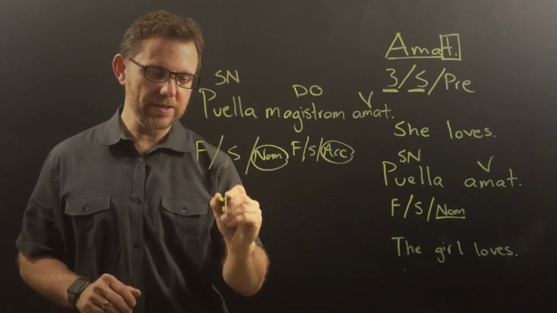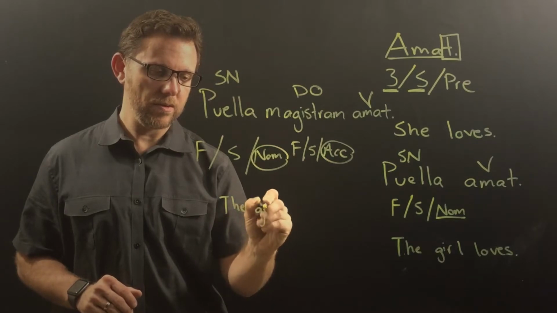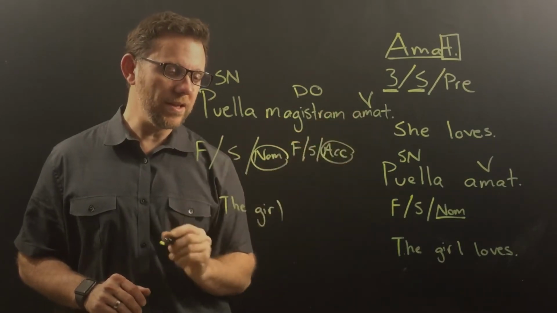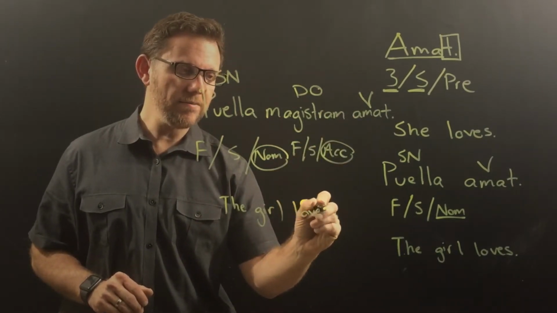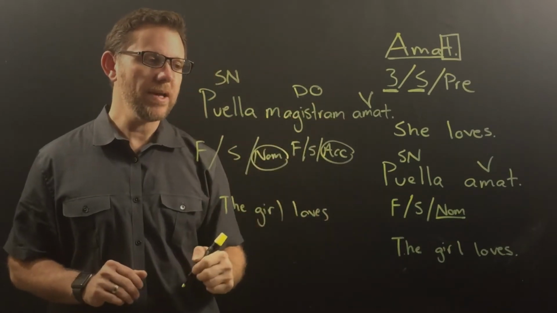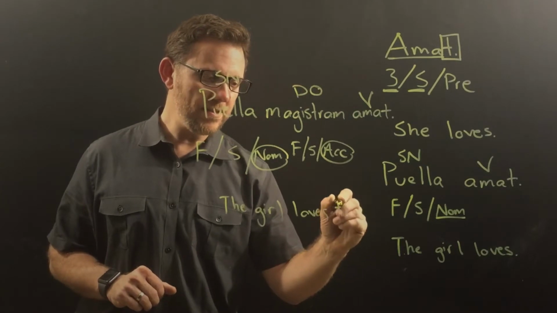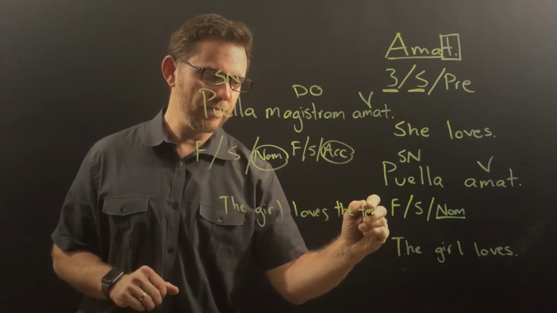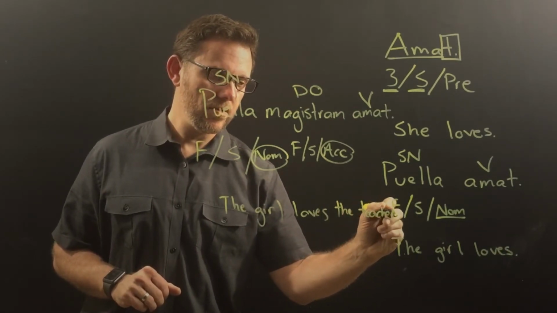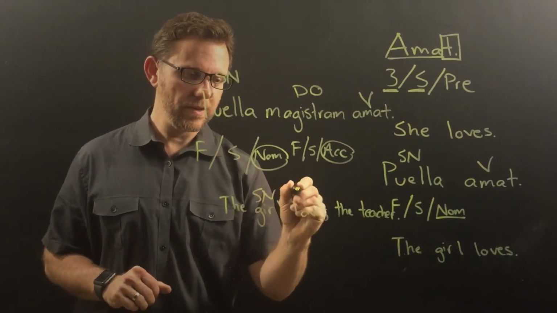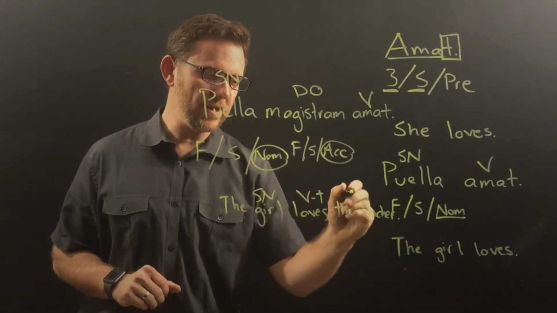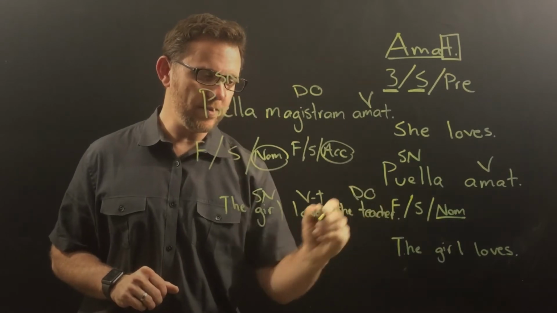Girl is my subject. My verb is love, loves, and magistram is for a female teacher. We can simply say teacher. Loves the or a teacher. Here's our subject. Here's our verb. It's transitive because it has a direct object. And here, in fact, is our direct object.